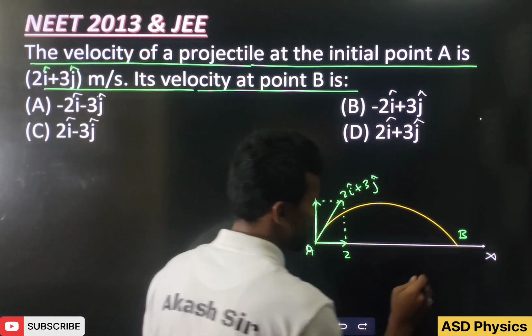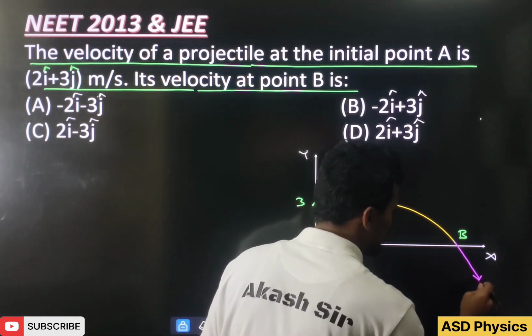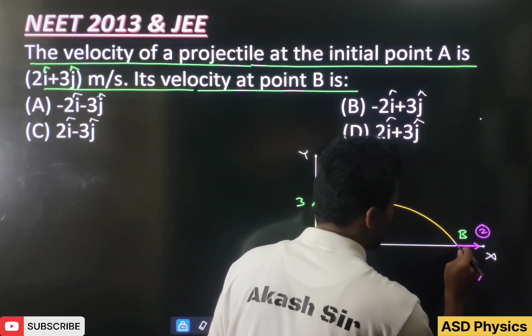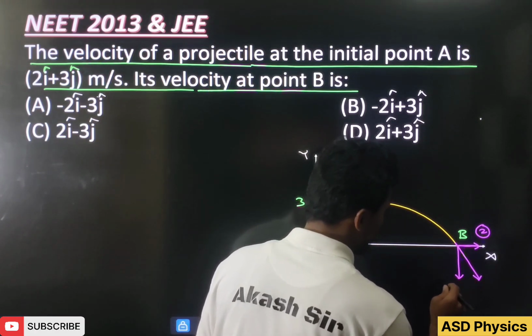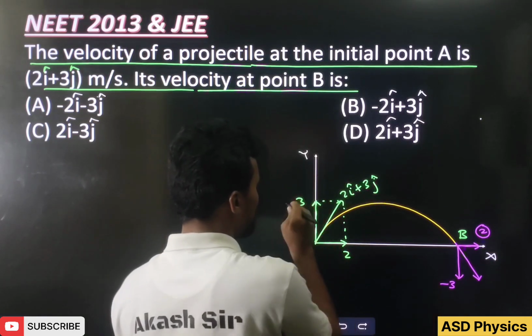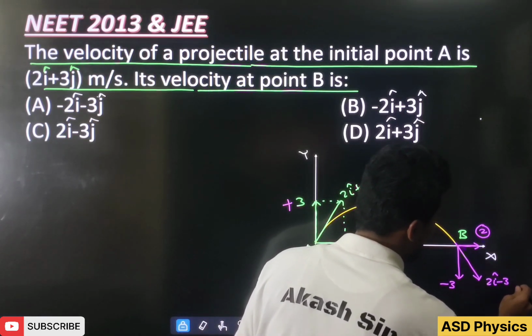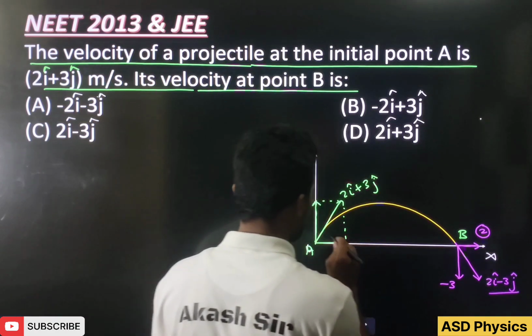Now after that, when it will strike, it will be like this, okay? So what will be there? The horizontal component is constant, anyhow 2, and the vertical will be in which direction? Reverse direction, minus 3. Upward plus 3, downward minus 3. So here I can write 2i cap minus 3j cap, okay? Remember later, the angle is all the same.